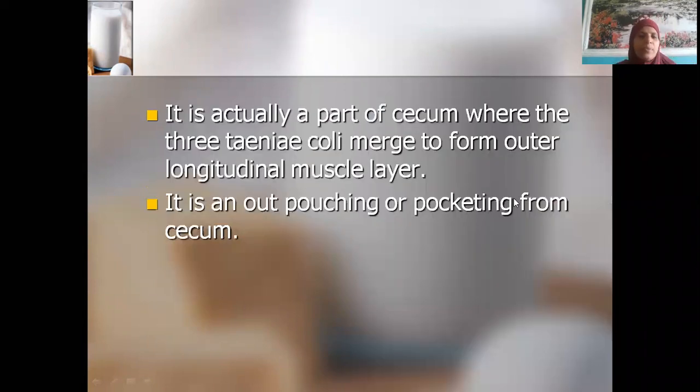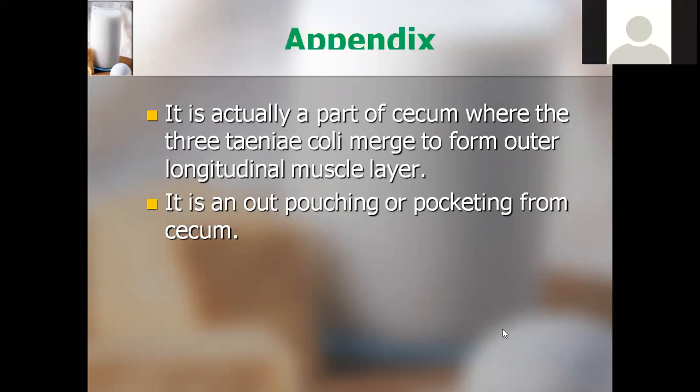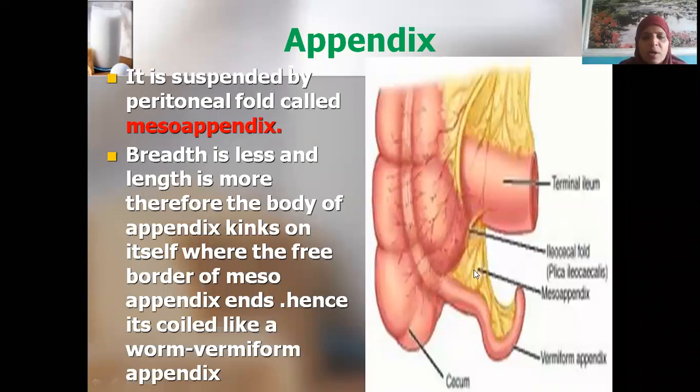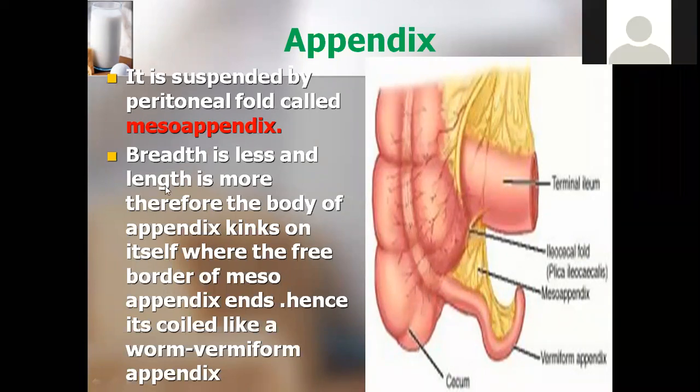Okay, then it's actually a part of the cecum where 3 tinea coli merge to form the outer longitudinal muscle layer. So it's an outpouching or pocketing from the cecum. So it is suspended by a peritoneal fold. We already know this. I told you many times. What is the name of this peritoneum? Mesoappendix. Okay. So breadth is less and length is more.